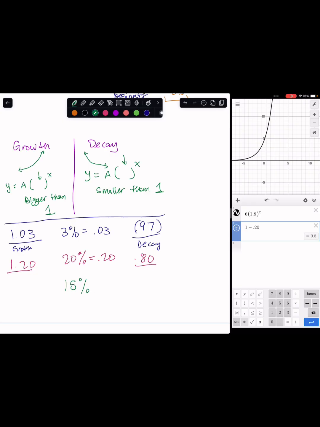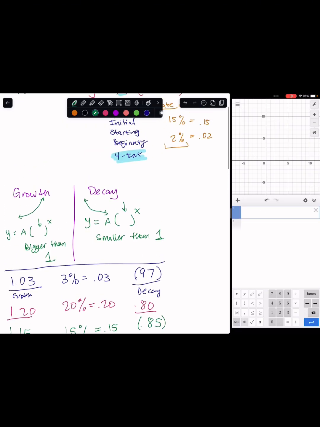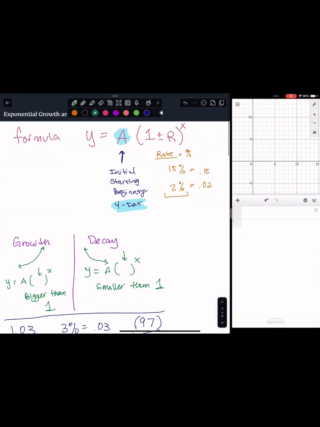Now that you have the time to try it, I'm going to start with the decay side, because this as a percent is 0.15. If I do 1 minus 0.15, that's going to leave me at 0.85. That will be in the parenthesis. If I want to do a growth of 15%, that's 1.15. Okay? And then finally, this X right here is usually things like time.